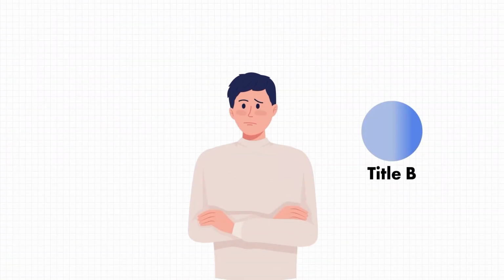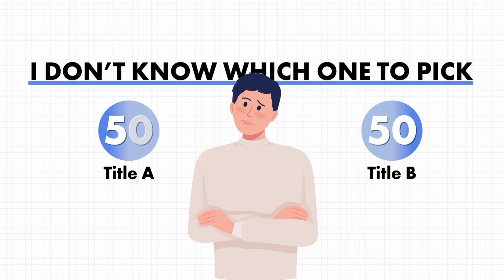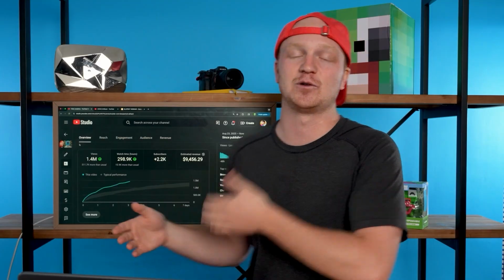It depends on the videos. Now, some videos, I might have a couple titles where I feel the same way. I'm like, man, this title's really good, but this title's really good. I don't know which one to pick. I'm 50-50 on both. Cool. Use the A/B feature. That is what it's there for. So that's how I'm using it.